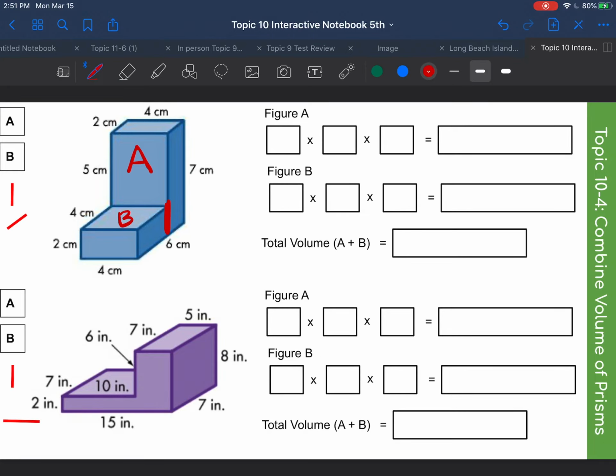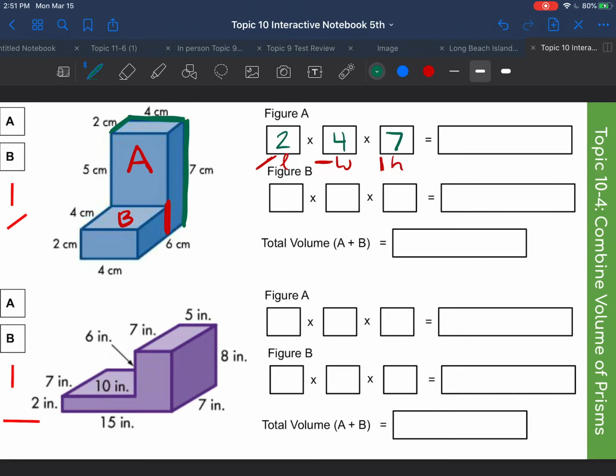All right, so let's begin. Figure A, again, I want a length, a width, and a height. So I want a diagonal, a horizontal, and a vertical. Okay, so for A, I see right away the height right there, how tall it is, 7. So it would be 7 there. The width, or how wide it is, 4. And then the length, or the diagonal, is 2.